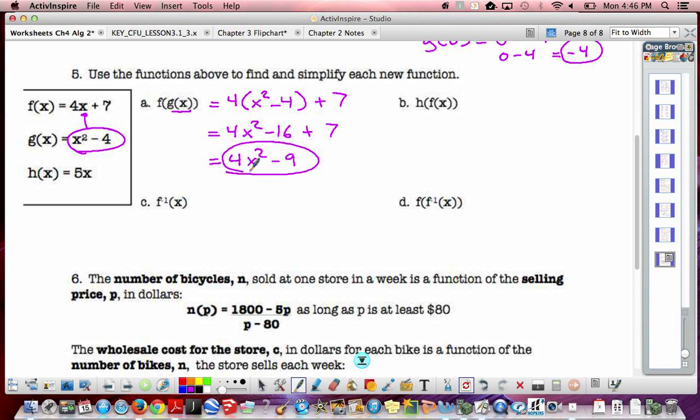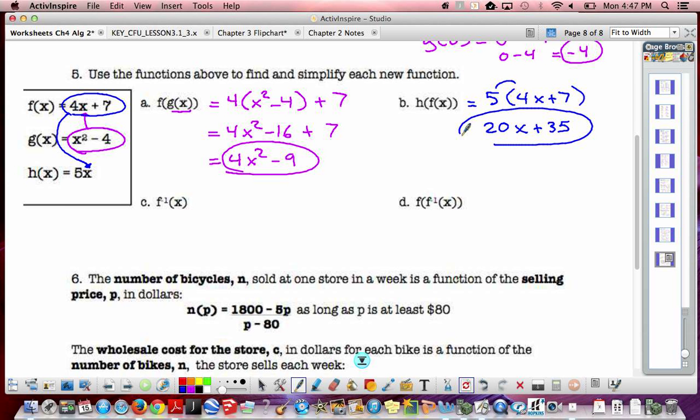Same process with the next one. I'm going to take what f of x equals and put it in the place of x for h of x. So I get 5 times the quantity of 4x plus 7. So when I distribute here, I get 20x plus 35. And I have my answer.